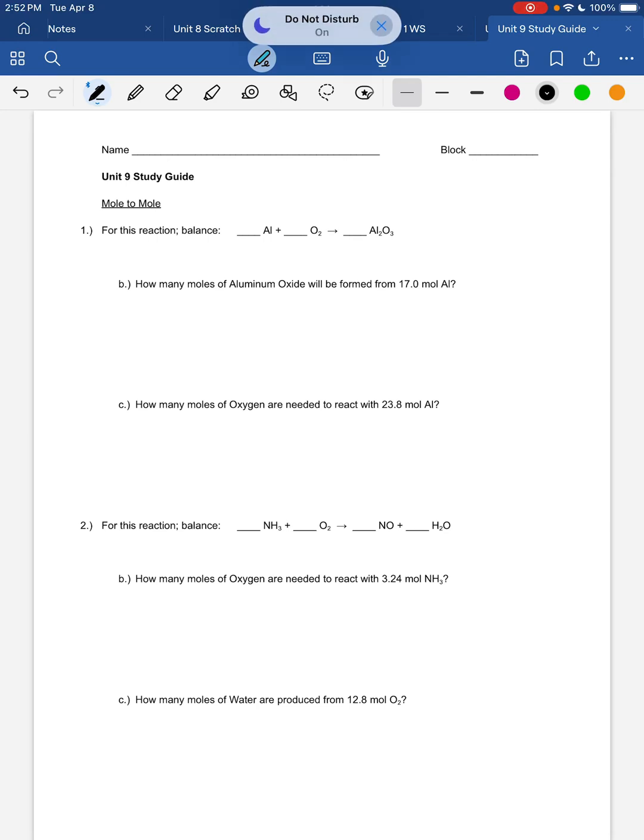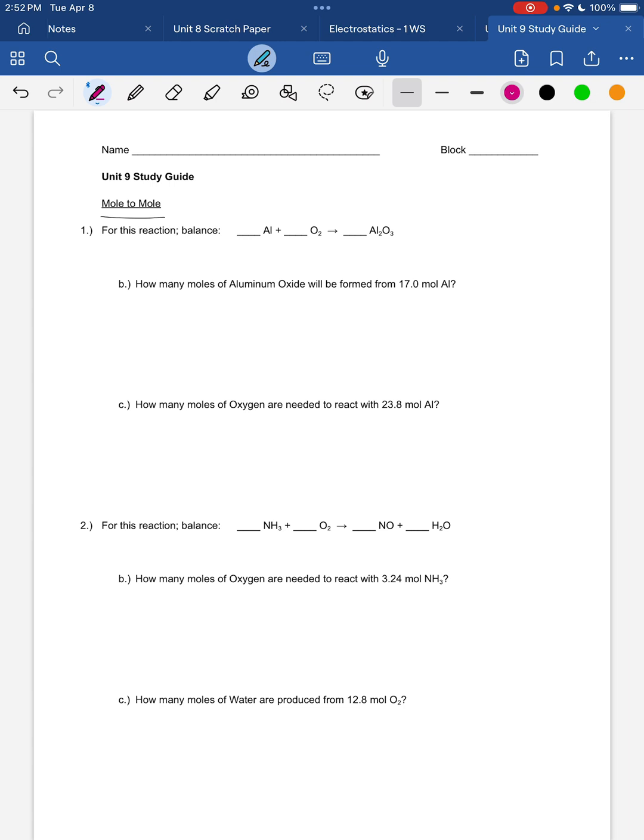Okay, so today I'm going to go over the Unit 9 study guide. Please note that the study guide is designated by different types of stoichiometry. So this first page here is specifically for mole to mole, and that's what we're going to start with. I'm going to go over a problem from each section of the different types of stoichs in this video.